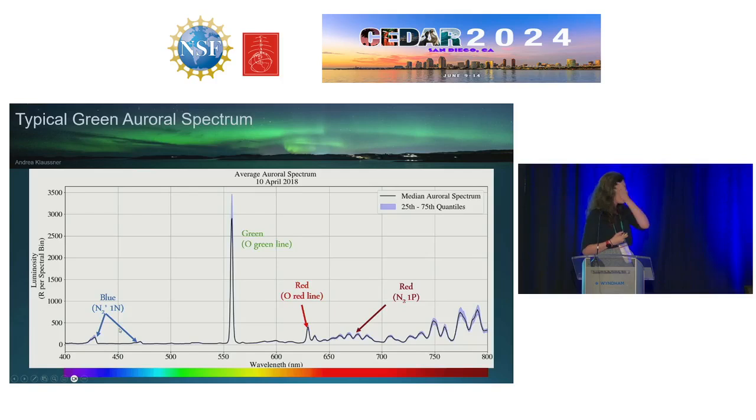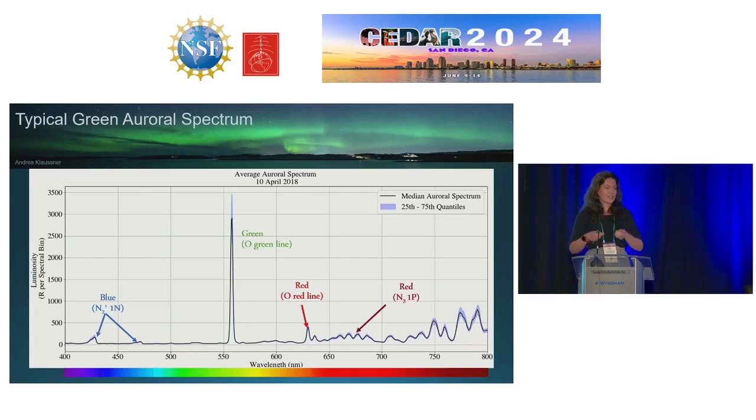N2 plus first negative. This is actually from the ionization of nitrogen. And to get these, what's happening in the normal aurora is that you have particles accelerated far out in the magnetosphere, precipitating into the atmosphere, striking the upper atmosphere, and then creating these emission lines.